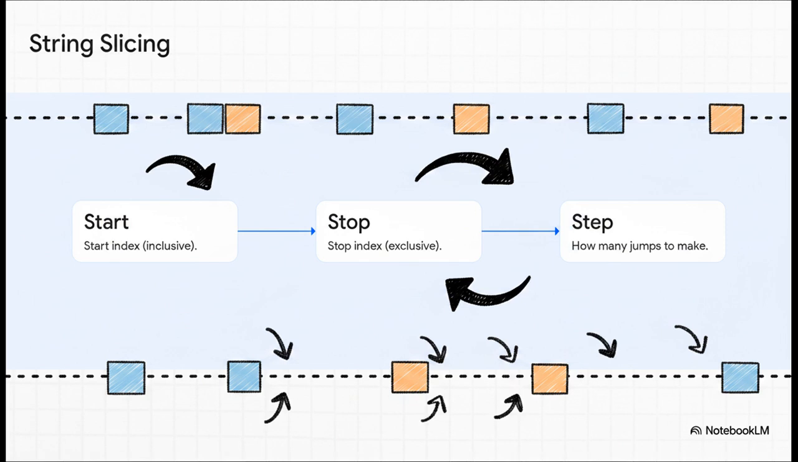That means Python stops exactly one spot before this index. And finally, you have the step value, which is basically just how many jumps you want to make. It defaults to 1, but if you bump the step to 2, you'll skip every other letter. And actually, if you set it to -1, you'll literally reverse the entire string.